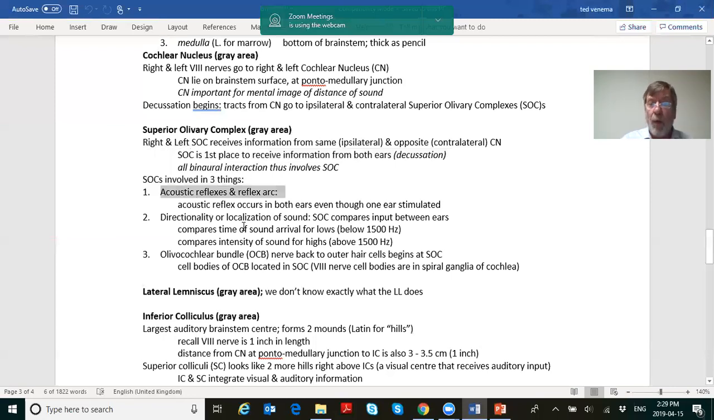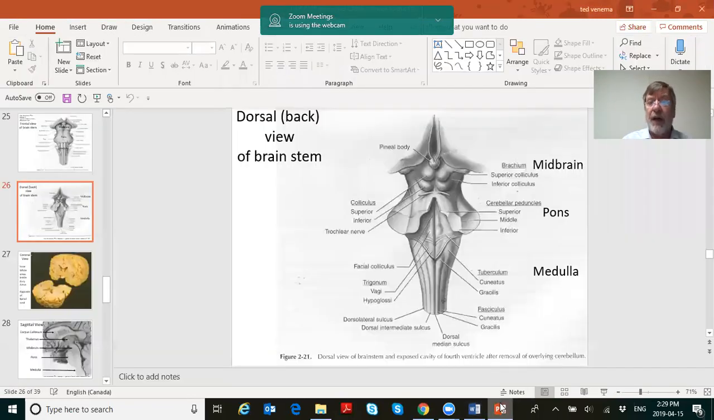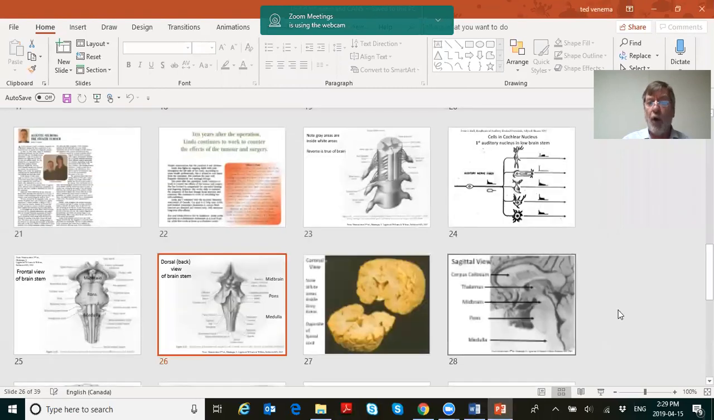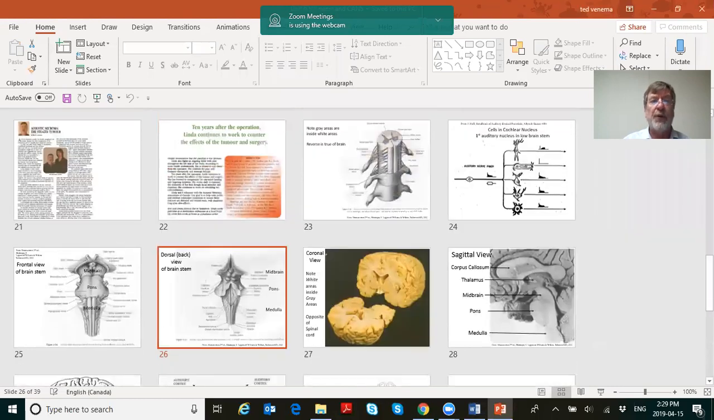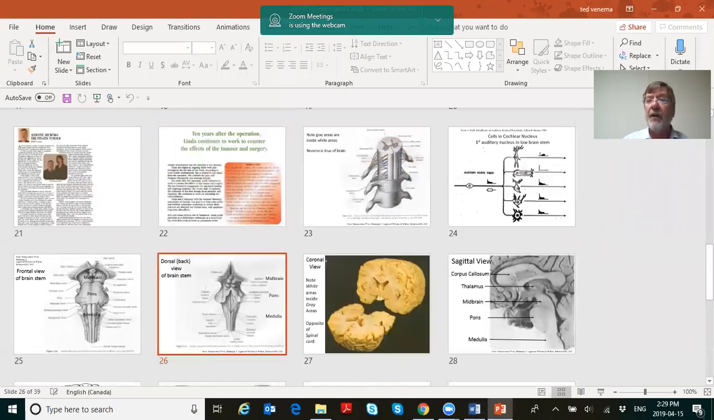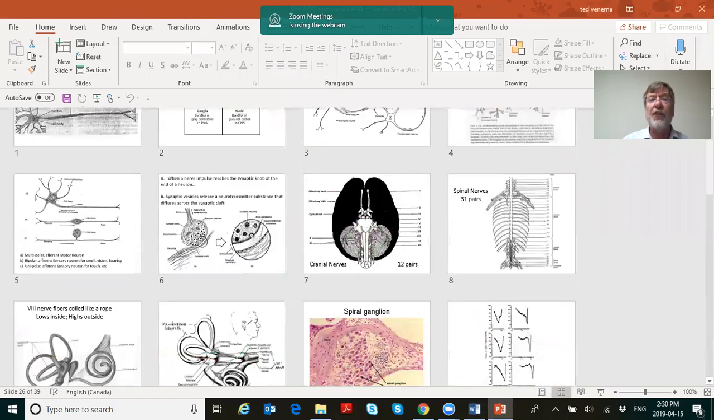I'm wondering if I even have a picture of it. I might or might not. Now, I hope I do, but I can't guarantee that we do. No, I don't have a picture of the acoustic reflex arc. I should, but I don't really here. So let's just describe it verbally so we have it.